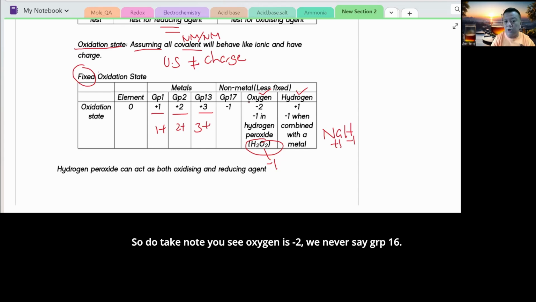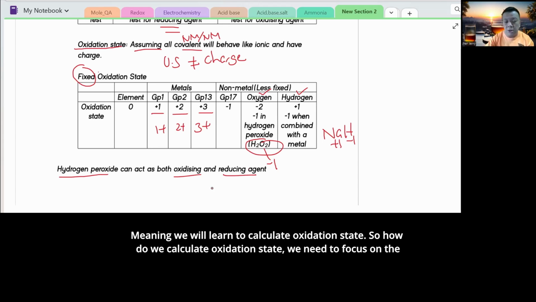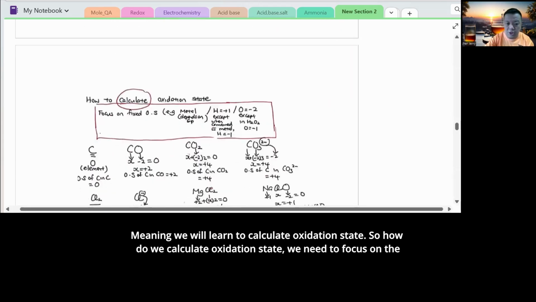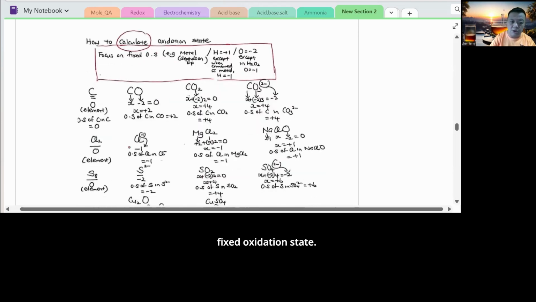So do take note. We say oxygen is minus 2. We never say group 16, unlike charge, where charge will say group 16 is minus 2. Hydrogen peroxide is special because hydrogen peroxide can act as both an oxidizing and a reducing agent. Mainly, we need to learn how to calculate oxidation state. So how do we calculate oxidation state? We need to focus on the fixed oxidation states.